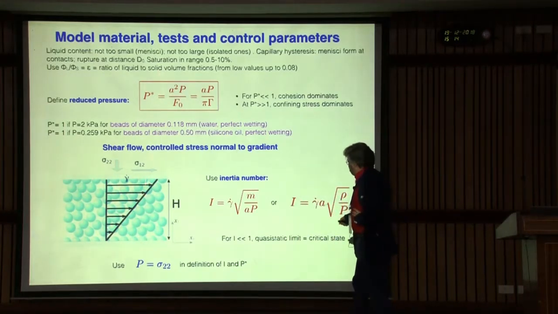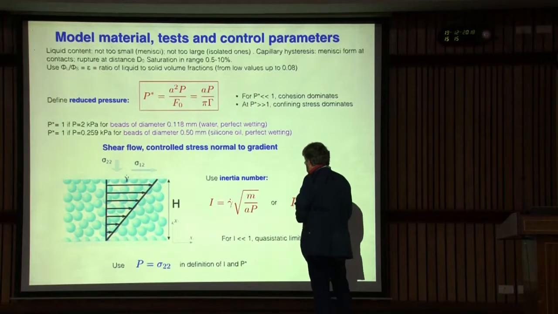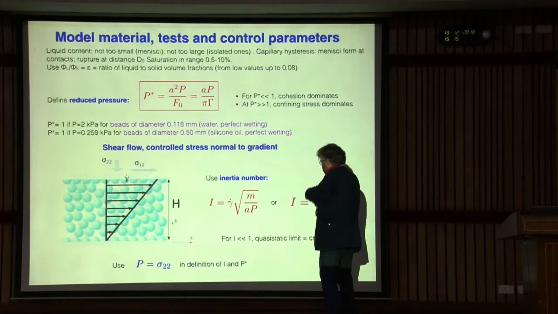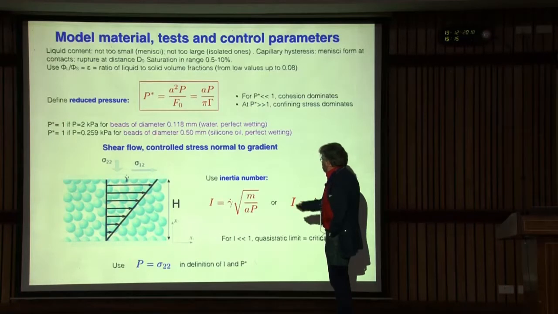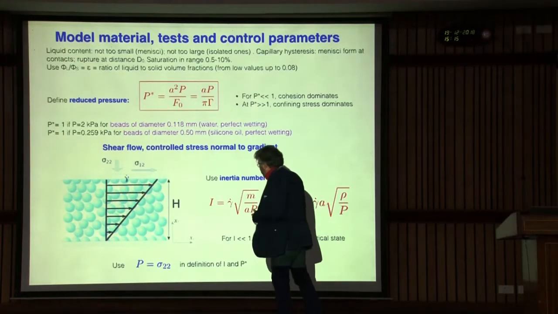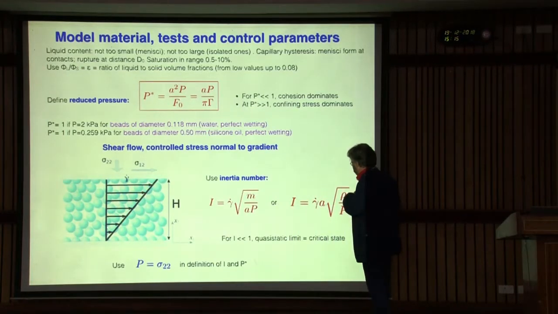Now let's consider the test we are dealing with mainly, a shear flow with controlled normal stress. We want to generalize the results about dry granular flow, dense granular flow, to cohesive systems, to wet grains. So we control sigma 2/2. Actually, the control stress is sigma 2/2, so here we define P star with sigma 2/2, for instance. So it's a Couette flow. In the lab, it's between rough walls, and in the computer, it's with periodic boundary conditions.